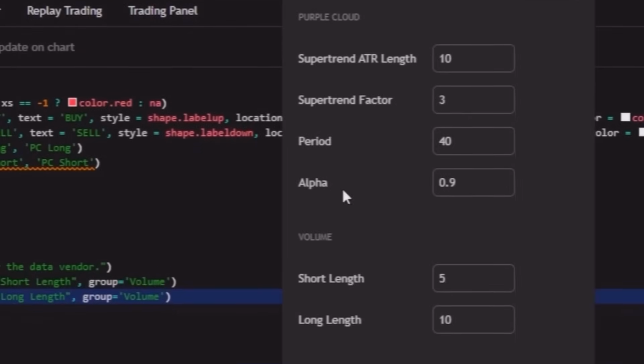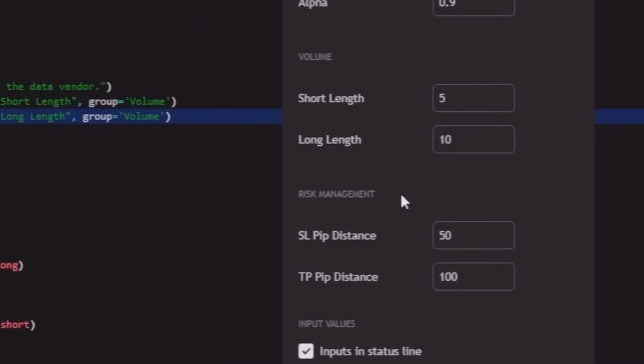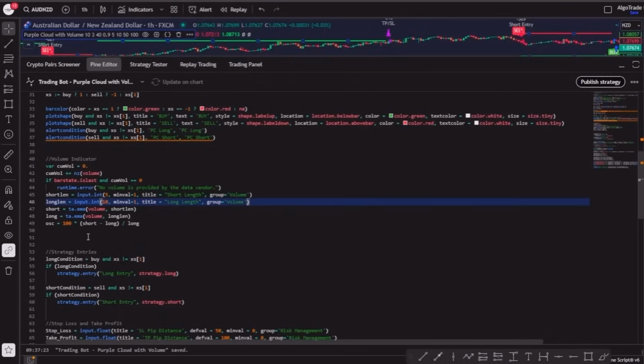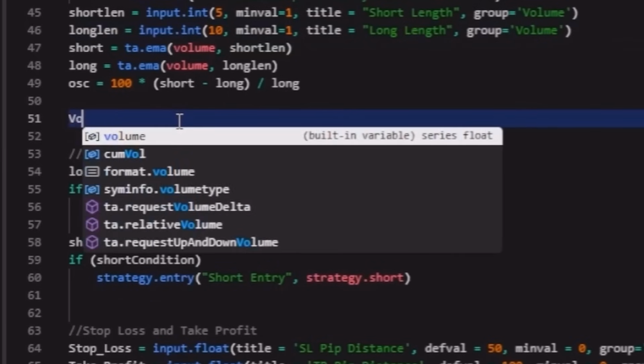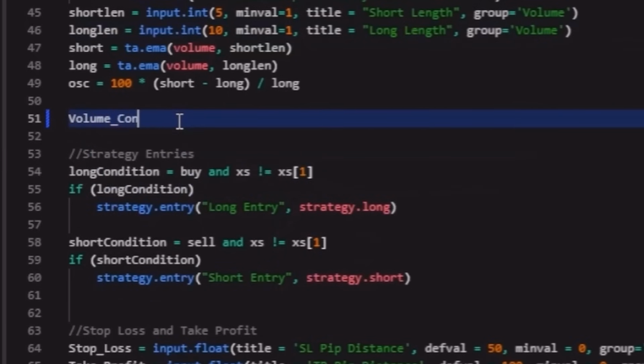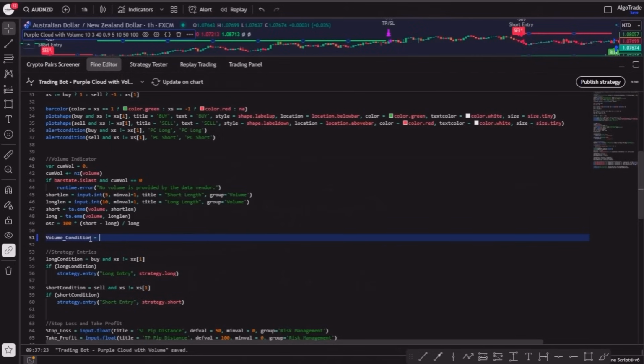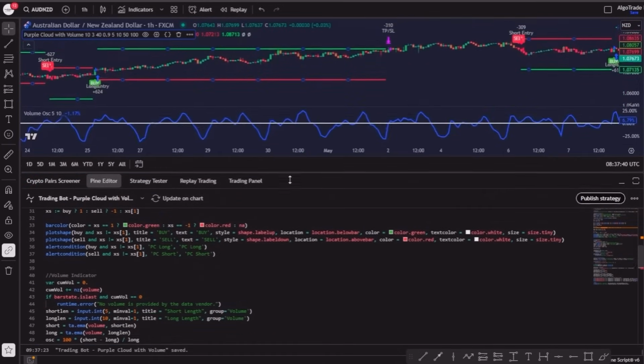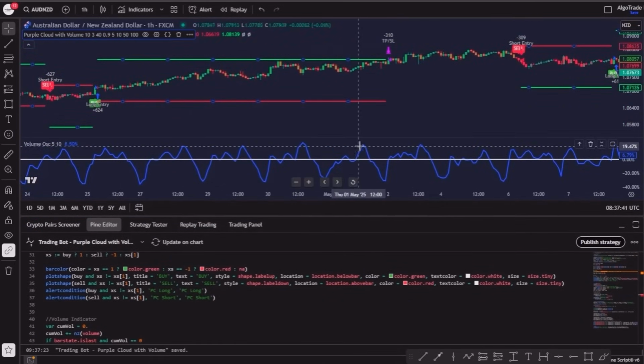First the purple cloud, then volume, and then risk management. Now let's define the volume condition we want to use. As I explained earlier, when the volume oscillator is above 0, it means volume is increasing, which is exactly the confirmation we are looking for.